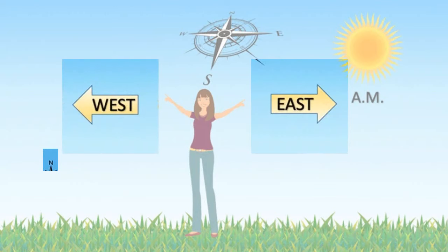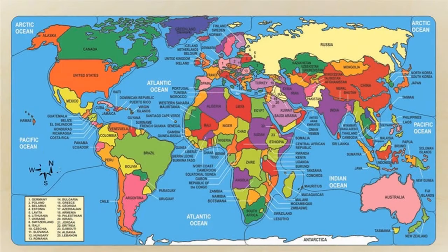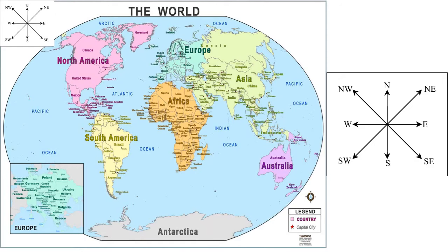Generally, all maps have the letter N written at the top, which denotes the north direction. It helps us in finding the rest of the directions. Four intermediate directions are used in a map. These are northeast, northwest, southeast, and southwest.